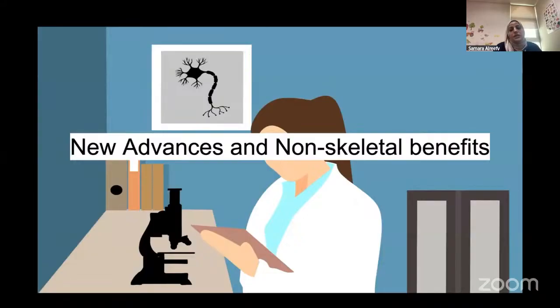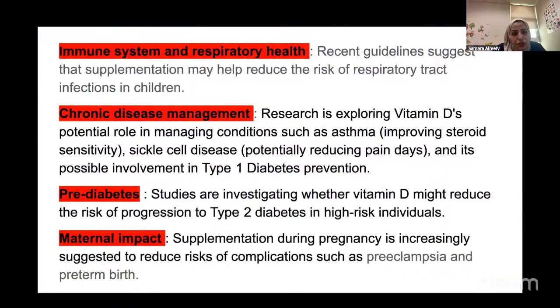New advances and non-skeletal benefits of vitamin D. Some research about the immune system. Recent guidelines suggest that supplementation with vitamin D may help reduce the risk of respiratory tract infections in children, as well as research now ongoing to explore vitamin D's potential role in managing conditions such as asthma and sickle cell disease, as well as involvement in type 2 diabetes.